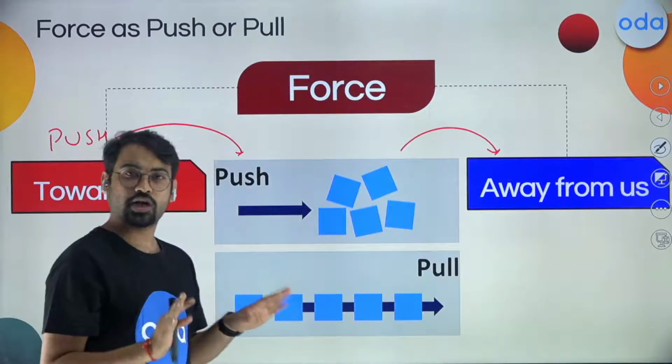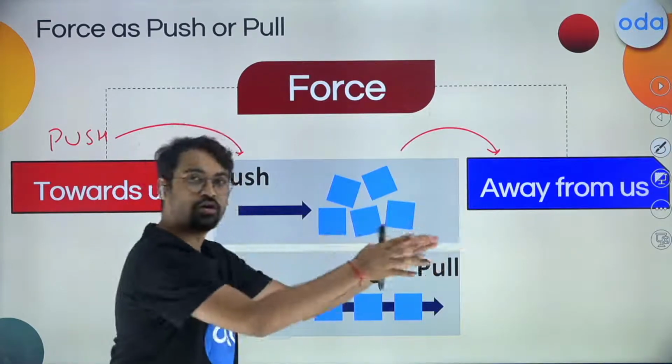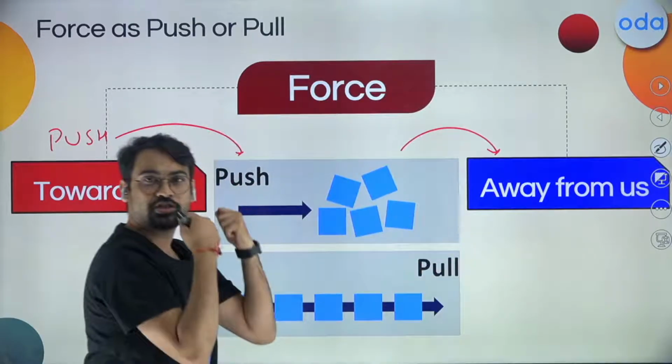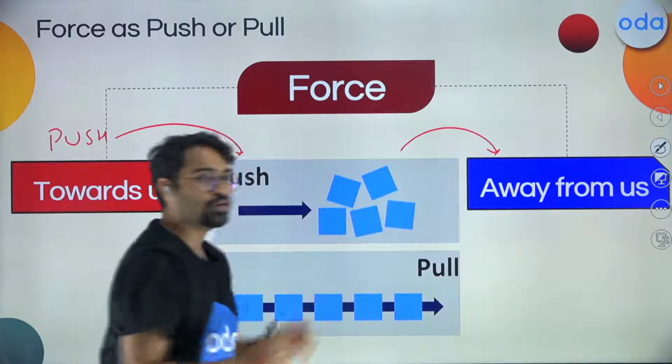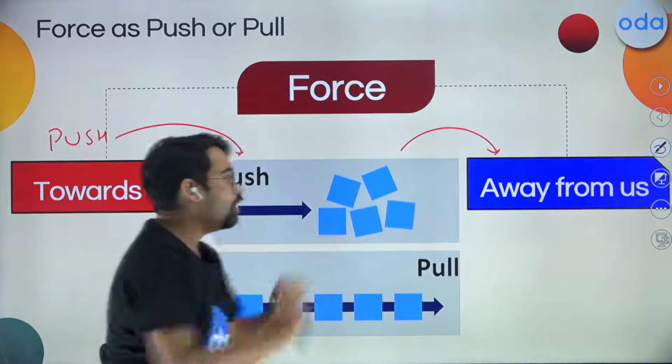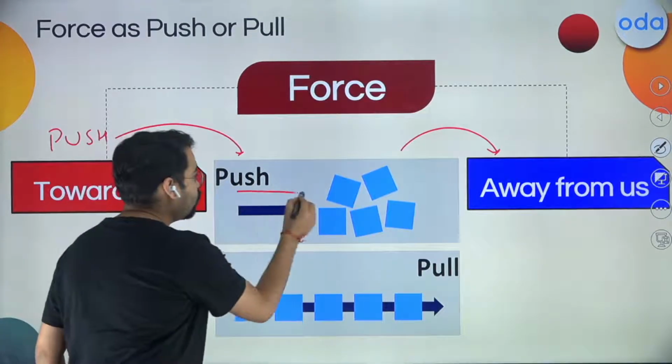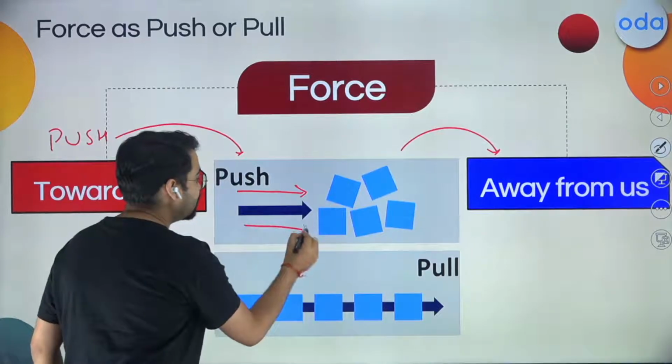अगर मुझे किसी को धक्का देना है तो मैं कैसे दूंगा? यूं दूंगा ना, उसको यूं तो नहीं करूंगा. तो this is away from me, this is towards me. So away force is what I call a push force, and you can see it over here as well. That this force goes in a direction that is away.